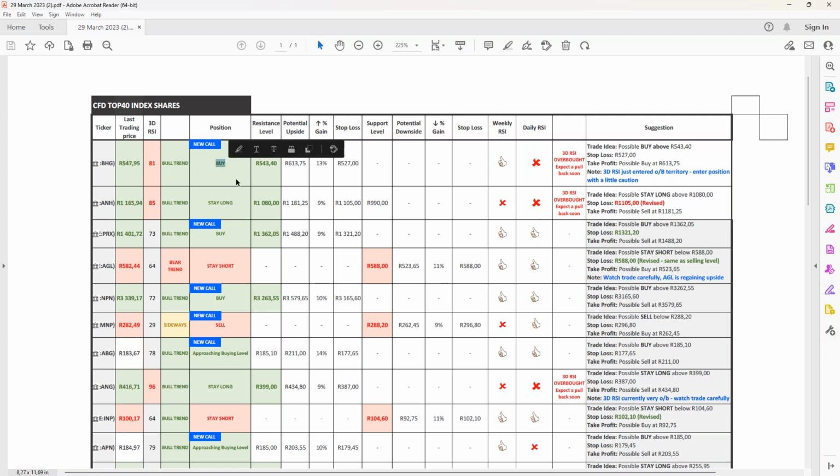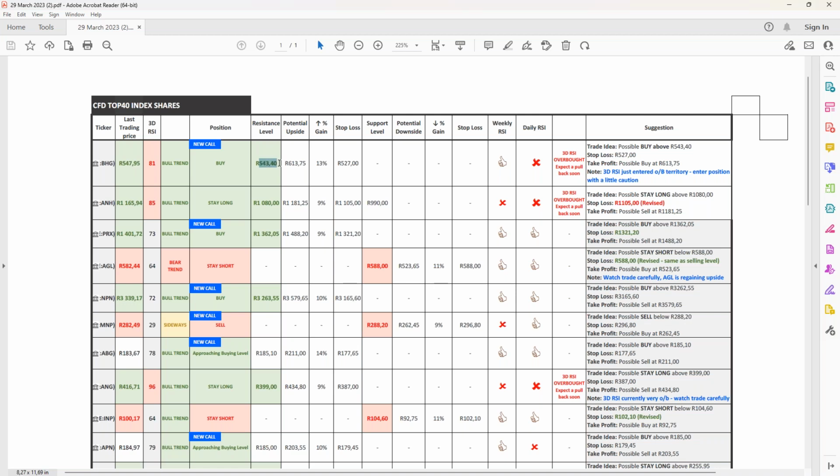So for instance, this would be a possible buy. Next one will be a possible stay long. So that one basically changed from a buy to a stay long. So you should have bought the share already. PRX buy, this one stay short. So when it says stay short, you should have put in a sell position, when we told you that you could do a possible short, or sell.